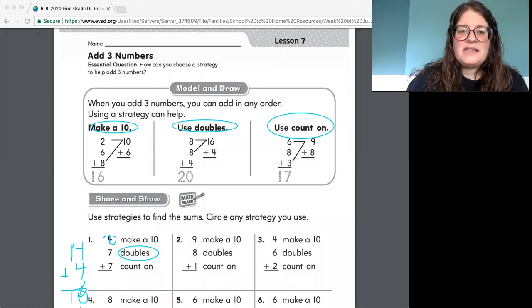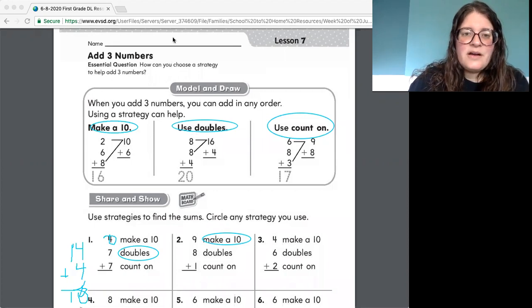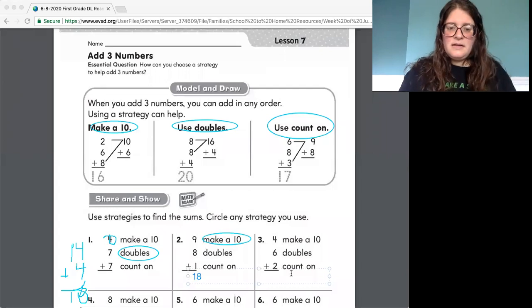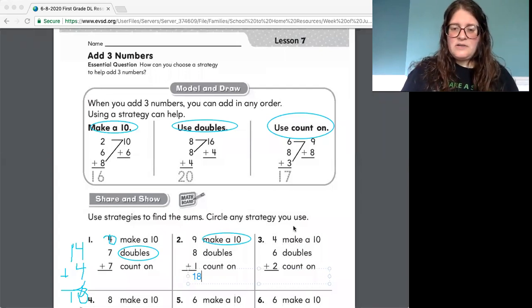Okay, if I look at this other one here next to it, I see 9 and I see 1, and I know that makes 10. So I'm going to use the strategy, make a 10. 9 plus 1 is 10, plus 8 more is 18. And then this one, you could use either make a 10, doubles, or counting on. Well, I think I'm just going to count on.